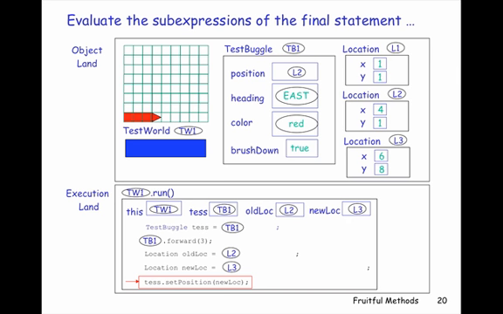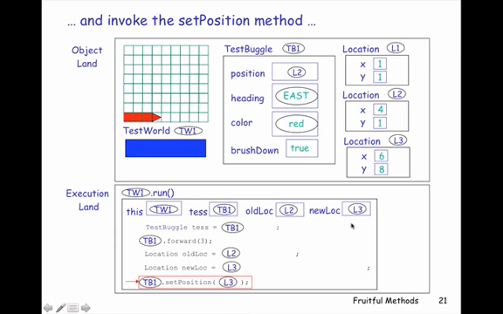And then finally, we are going to set test's position to our new location. So first thing we're going to do here is evaluate the expression test. That's going to evaluate to test buggle 1, TB1. We're going to evaluate the subexpression newLoc, which is going to evaluate to L3. And so we get those two parts. And now we're saying, hey, test, or rather, hey, test buggle TB1, set your position to L3.